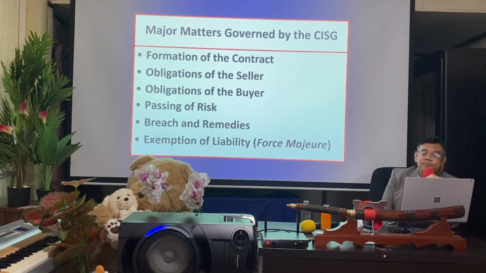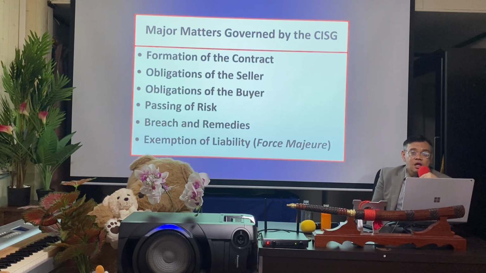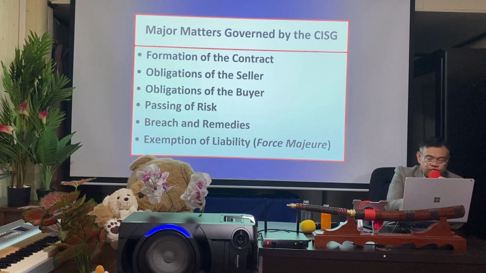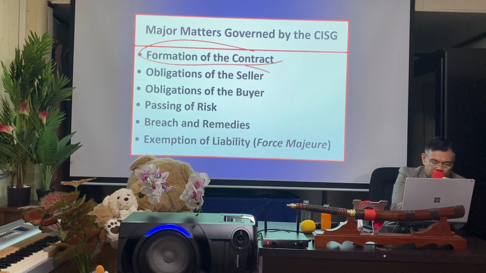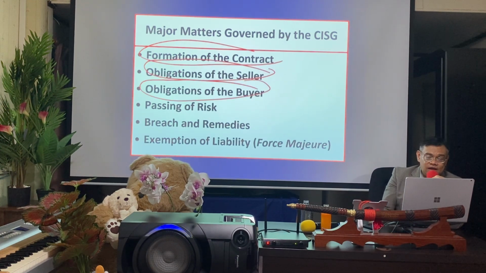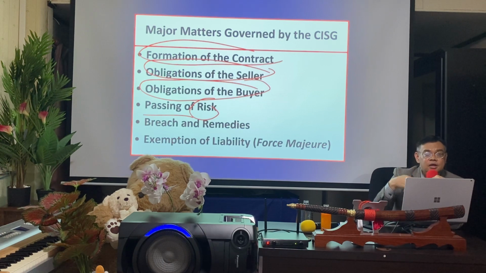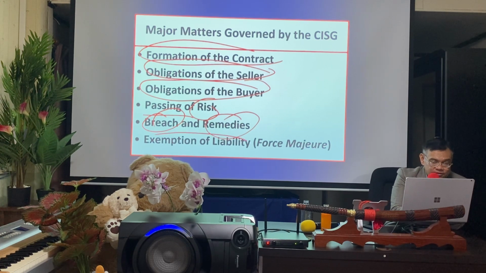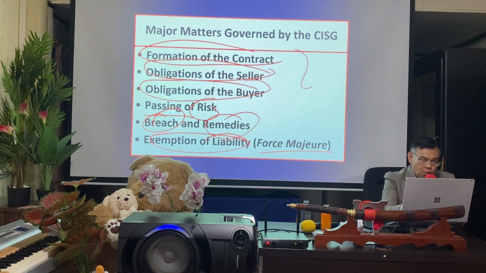So when we have excluded some matters out of the scope of application of the CISG, we ask the question: what matters fall within the scope of application of the CISG? The CISG will deal with, first, formation of the contract. Secondly, obligations of the parties, the seller and the buyer, and it also deals with the passing of risk, not the passing of property. Remember, the passing of property or ownership is not dealt with by the CISG. It is dealt with by a separate body of law. The CISG also deals with breach and remedy, and it also deals with exemption from liability in the case of force majeure. We will explore all these matters.